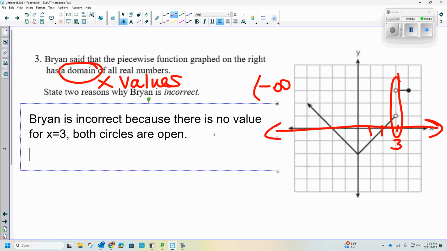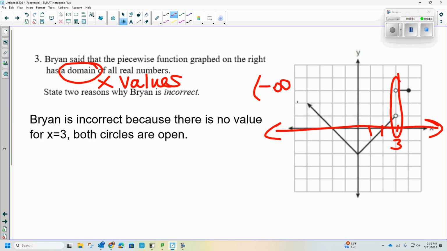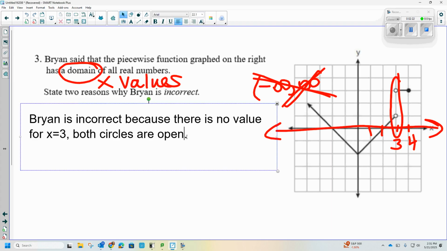Okay, the second reason is because if we would need this domain here to continue all the way to positive, actually that already broke us up. I'm going to give up on that part. We didn't have it there, but if there was an arrow on the end here, then we could say it's going all the way to infinity, but it's not. Okay, there's a closed circle. It actually stops here at 4. So that is our second reason.